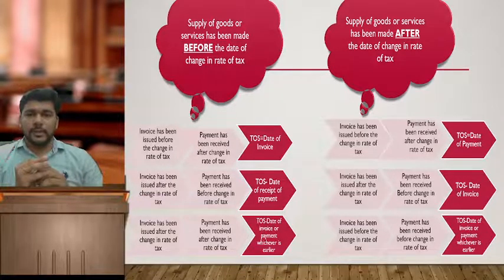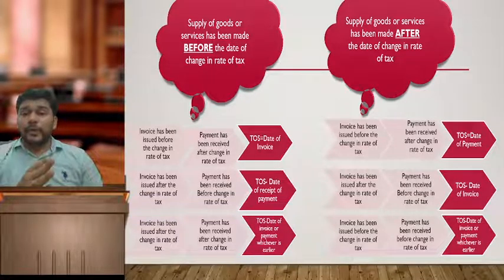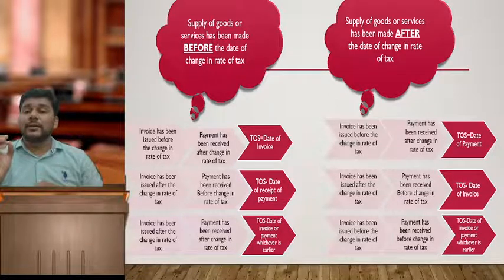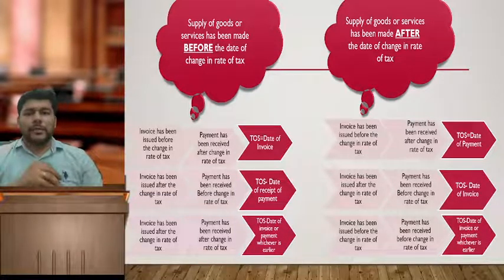for this transaction. So if my supply has taken place before 18 July, my invoice was issued before 18th of July, only my payment is going to be received after 18th of July, my old rate of tax will be applicable. That is, the date of invoice will be considered as time of supply, and old existing rate of tax will be applicable on such transaction. Now we'll go to the next one.